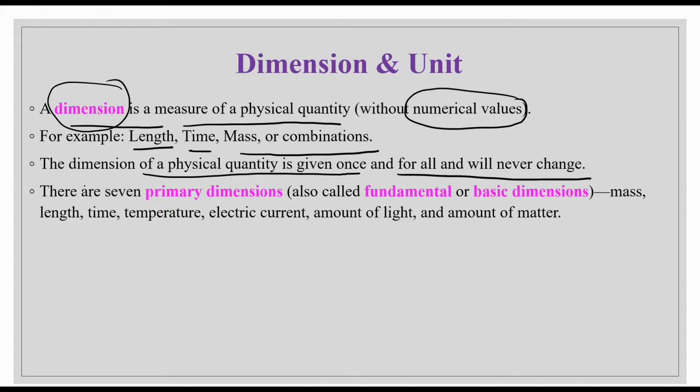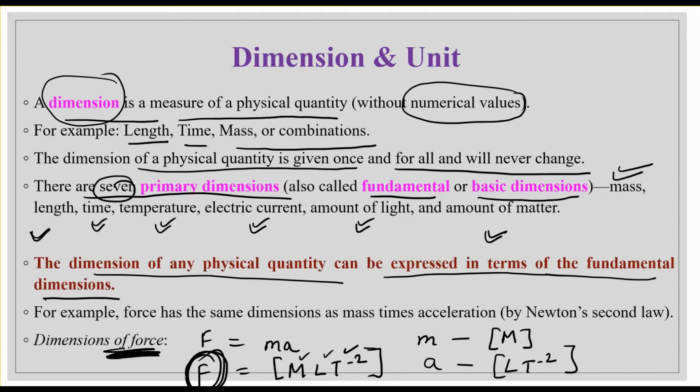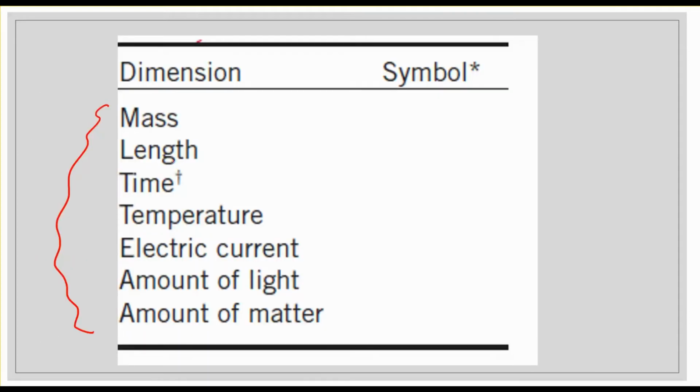Now there are 7 primary dimensions. These are also called fundamental or basic dimensions. If I list them: mass, length, time, temperature, electric current, amount of light and amount of matter. So these 7 are called the primary or fundamental dimensions. Now we will write down the symbols I will be using in this course.